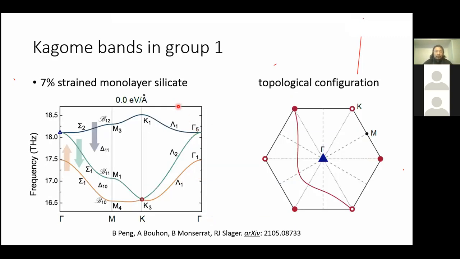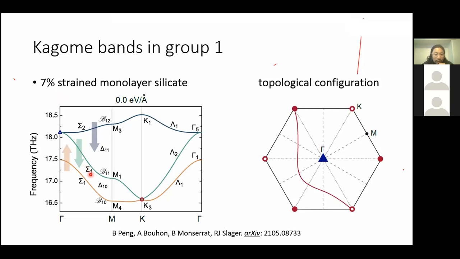We'll first start from the Kagome band in group 1. So we first think about the 7% strain monolayer silicates. This kind of strain is very large for a 3D system, but for a 2D system, they are highly stretchable, and this Kagome silicate is also highly expandable. Experimentally, there is a lot of evidence that at least 5% strain is very feasible. So we can start from a 7% strain.